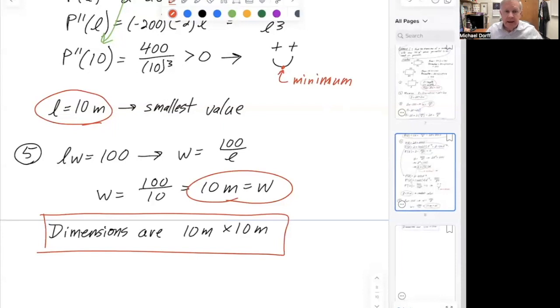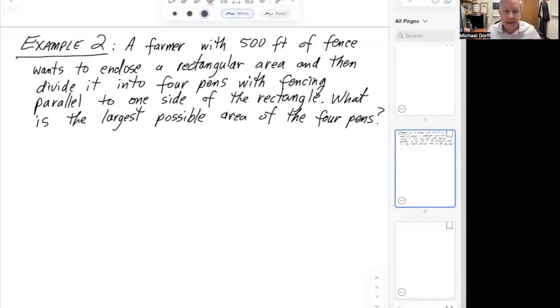That gives me that. Now, what's interesting with this is what type of rectangle that is. That is a square. So of all the rectangles that have a fixed area, the square gives me the one with the smallest perimeter. Let's look at another example.